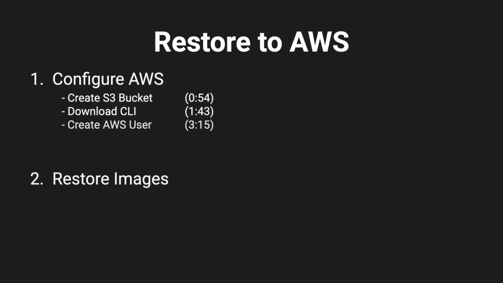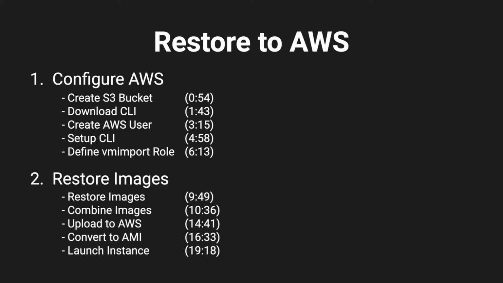Today I'll be walking through the process of uploading a disk image backup to Amazon AWS. This consists of two major parts, the first of which being configuring AWS for the upload, and the second of which is the actual download, upload, and launching of the disk image backup.